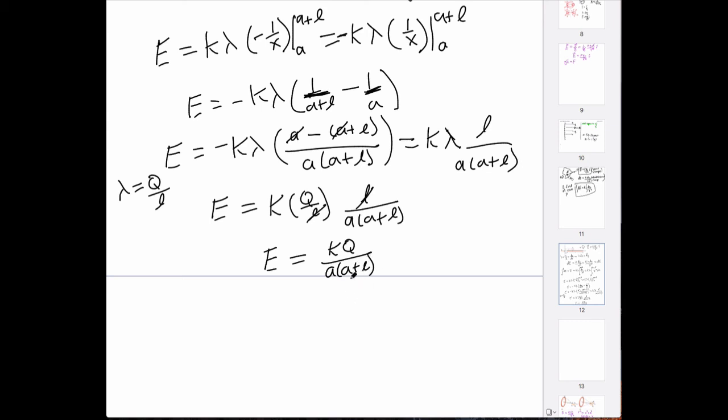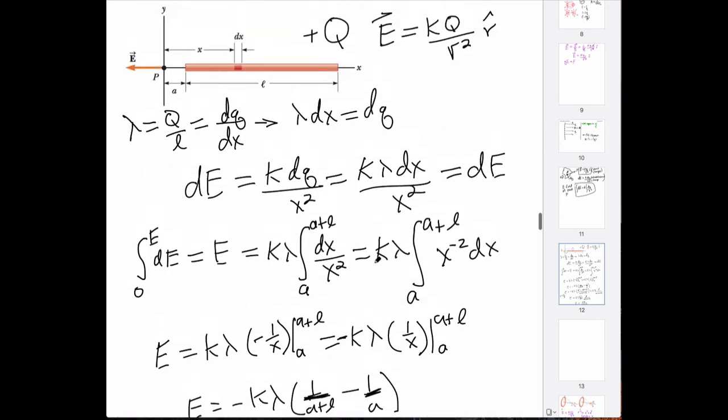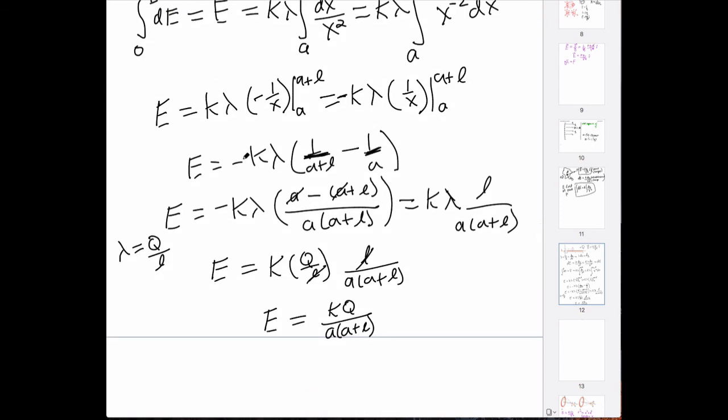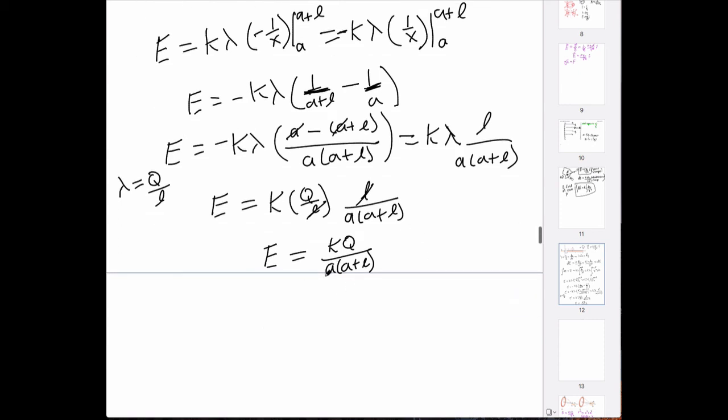So a couple of things are worth mentioning. Let's go back and look at our diagram. If a becomes very, very large compared to L. So instead of the rod being 1 meter long and us being a few centimeters away, if instead a were like 100 yards. If a is very, very large compared to L, then this expression becomes approximately k times q over a squared.